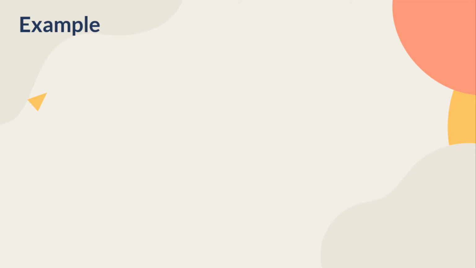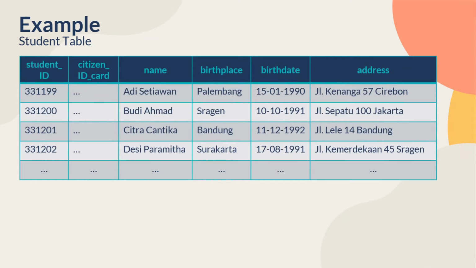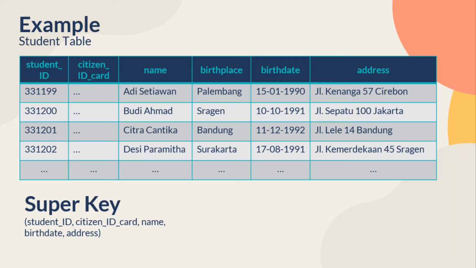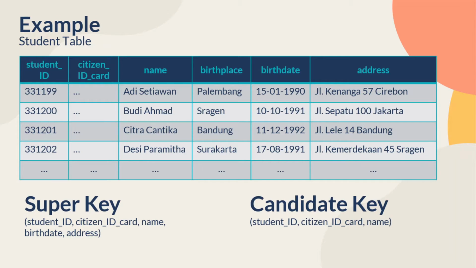For example, you can see in this student table, this table consists of many attributes, that is student ID, citizen ID card, name, birthplace, birth date, and address. From the student table, the attributes that can be super key are student ID, citizen ID card, name, birth date, and address. Furthermore, from the super key, we can select candidate key. The candidate keys from this table are student ID, citizen ID card, and name.